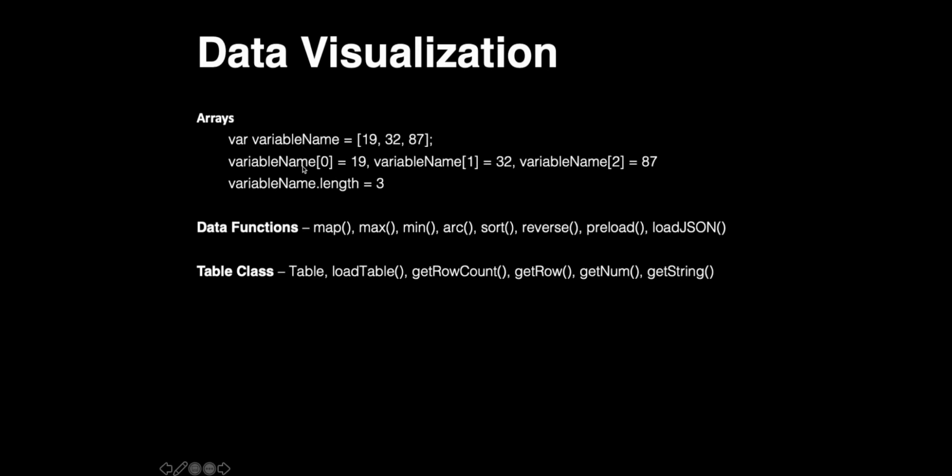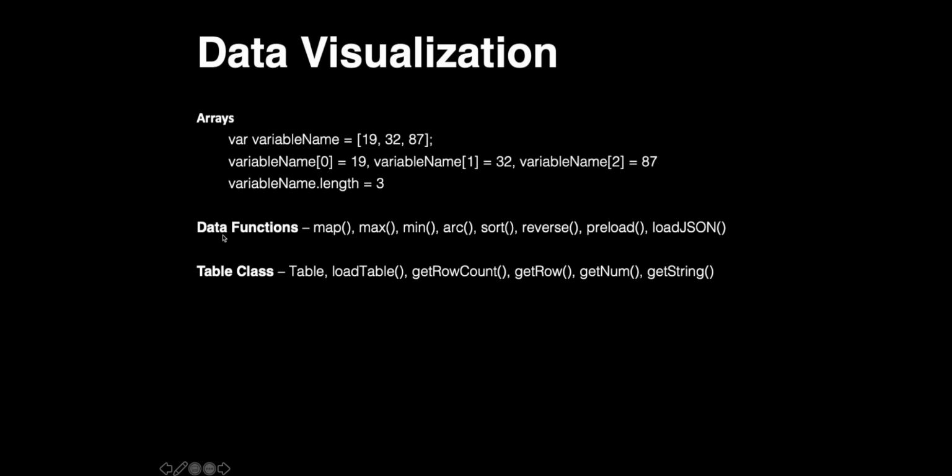And then you can pull out different values based off of their position. So 0 is the first position, it's going to be 19. We always start with 0 with coding. The second position is going to be 1, which is going to be 32. And the third position is going to be 2, which is going to be 87. You can also do variable name.length to determine how many values are in that array. So there's 3 in here.